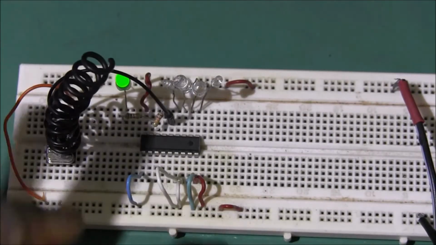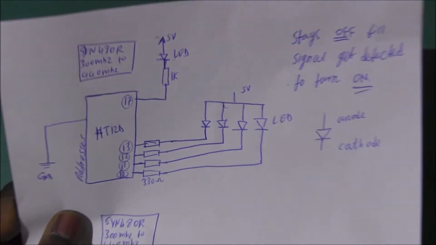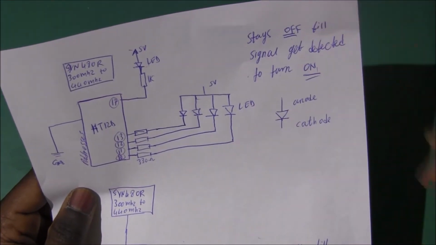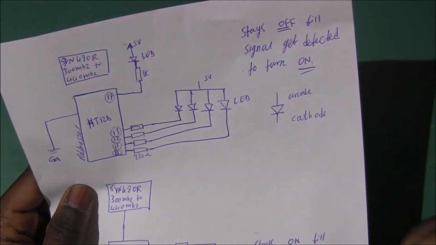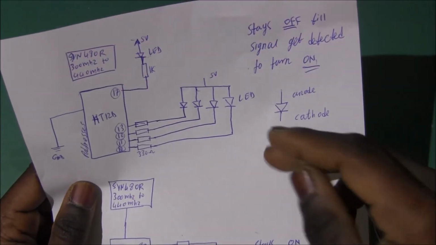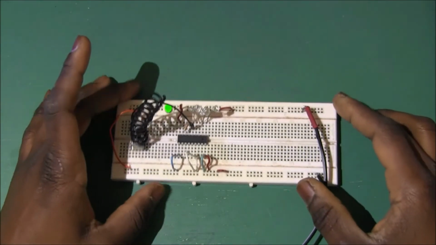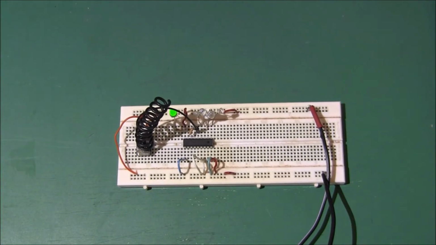This setup now is actually the first one over here. Let me zoom out a little bit. This is the first setup over here. The anode comes from the positive rail, and then the cathode goes to the ground on the IC of the decoder. So this is what we are going to experiment with.